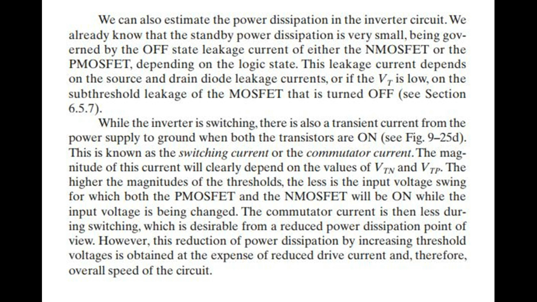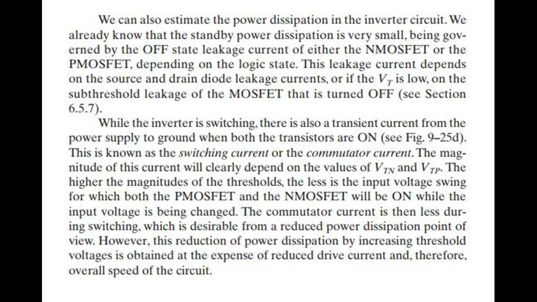While the inverter is switching, there is also a transient current from the power supply to ground when both the transistors are on, see Fig 9.25D. This is known as the switching current or the commutator current. The magnitude of this current will clearly depend on the values of VTN and VTP. The higher the magnitudes of the thresholds, the less is the input voltage swing for which both the PMOSFET and the NMOSFET will be on while the input voltage is being changed. The commutator current is then less during switching, which is desirable from a reduced power dissipation point of view.